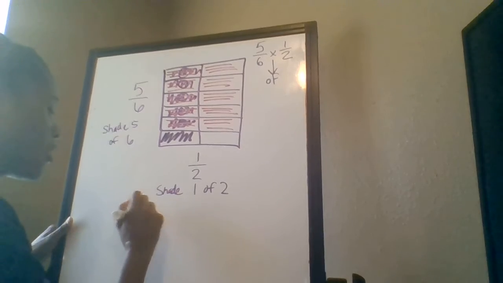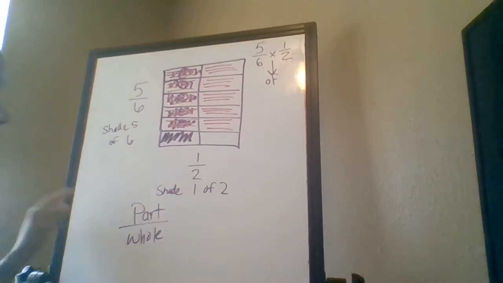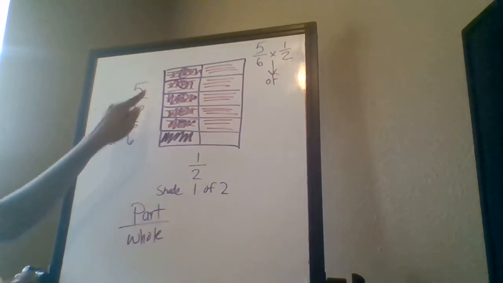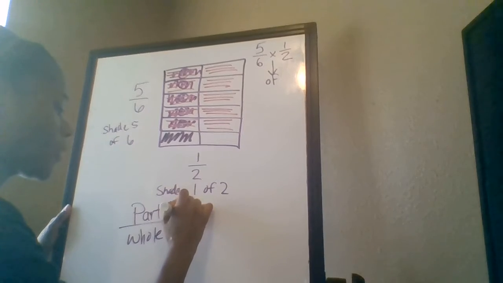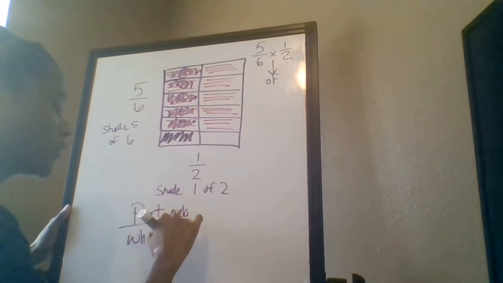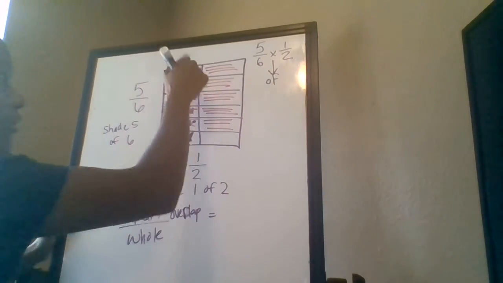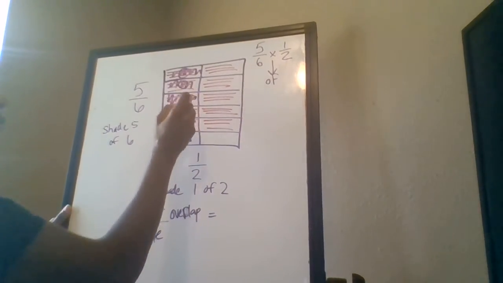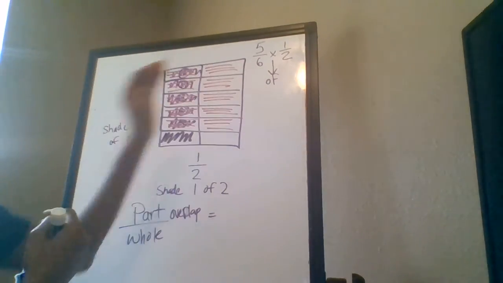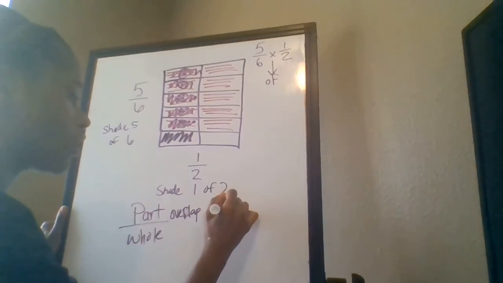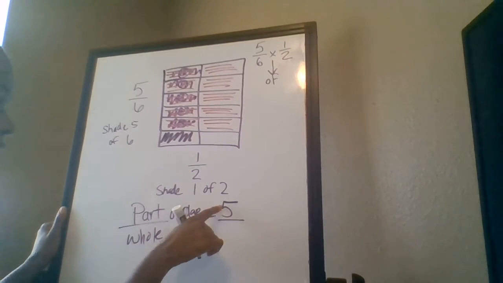Remember, a fraction is a part out of a whole, right? So since a fraction is the part of the whole, the part that overlaps is going to be your numerator. In this case, the overlap is 1, 2, 3, 4, 5 pieces because we shaded vertically and horizontally for 5 pieces, the overlap.